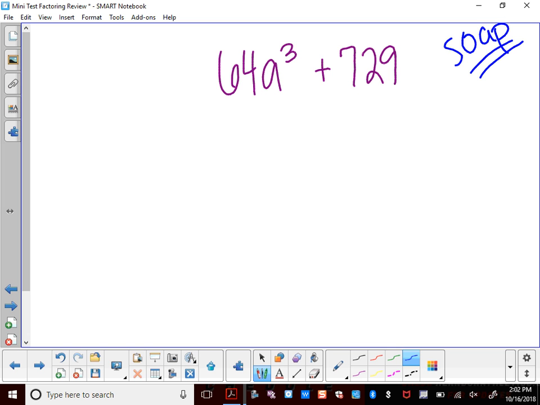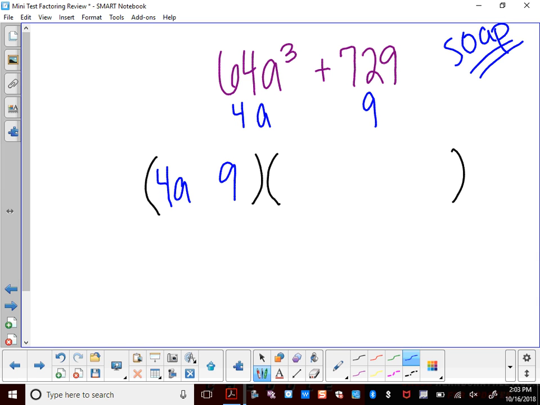2 perfect cubes. What is the cube root of 64? Guys, focus. The cube root of 64 is 4. You hit math, number 4, and type in 64 and it comes up. Cube root of a cube is a. And then the cube root of 729, Sonia, is 9. And then I have 1 normal parentheses, 1 bigger one. And my first one, I'm putting both of my cube roots inside. So that is 4a, and that's positive 9.